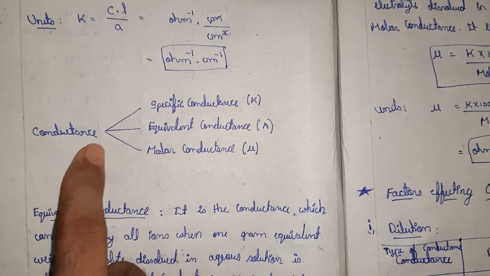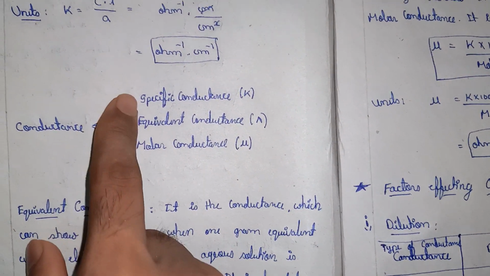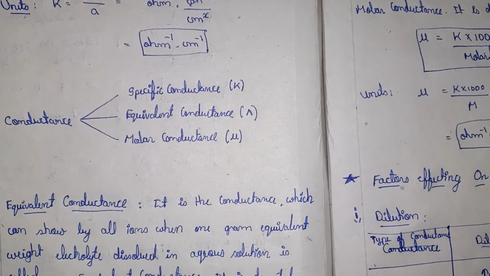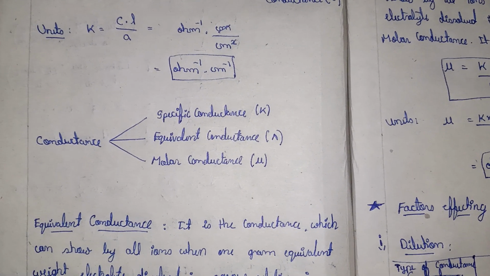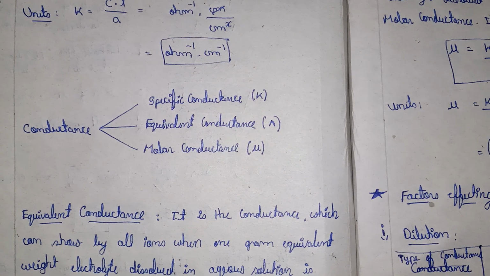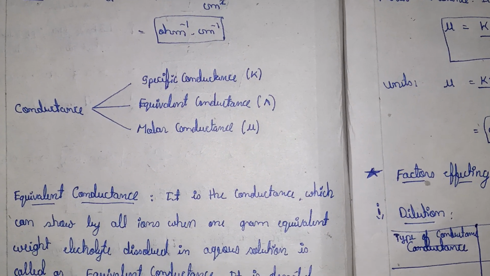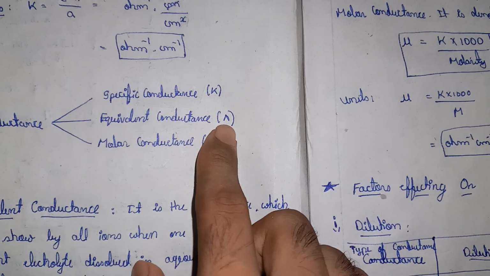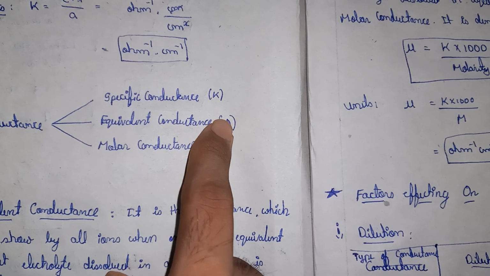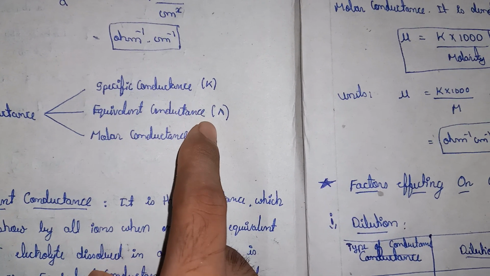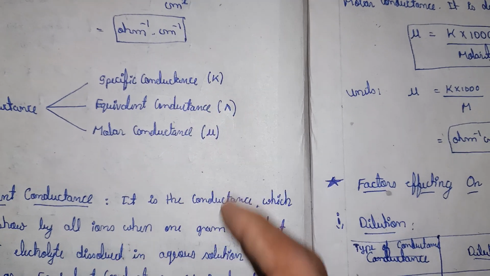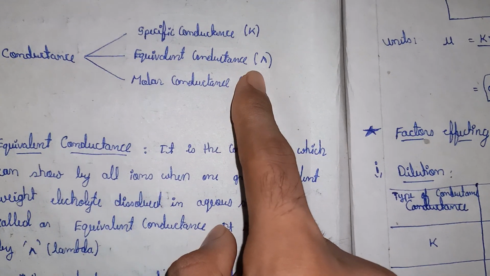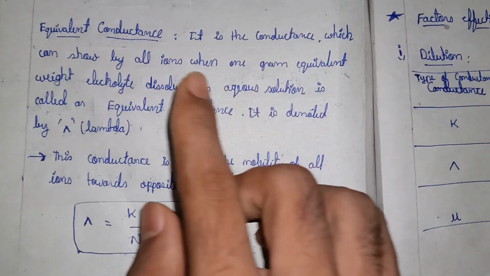And conductance is of three types. We can classify conductance into three types: specific conductance, which is denoted by K, equivalent conductance, which is denoted by lambda, and molar conductance, which is denoted by mu. Here, lambda is also written as inverse of V. Please note this.